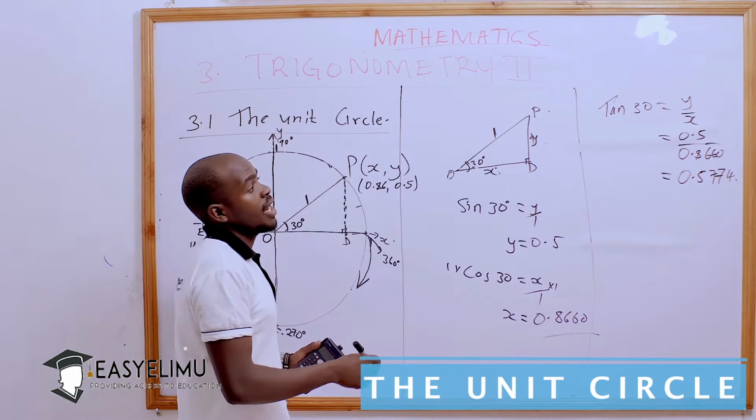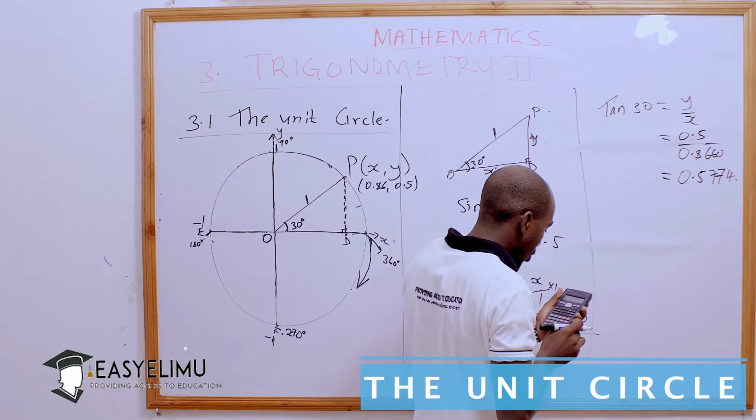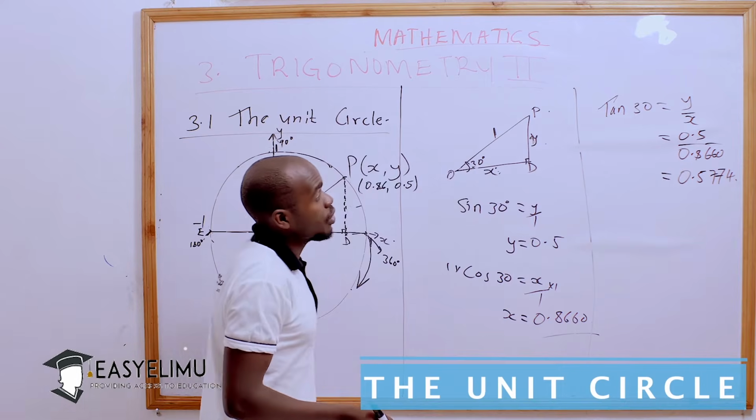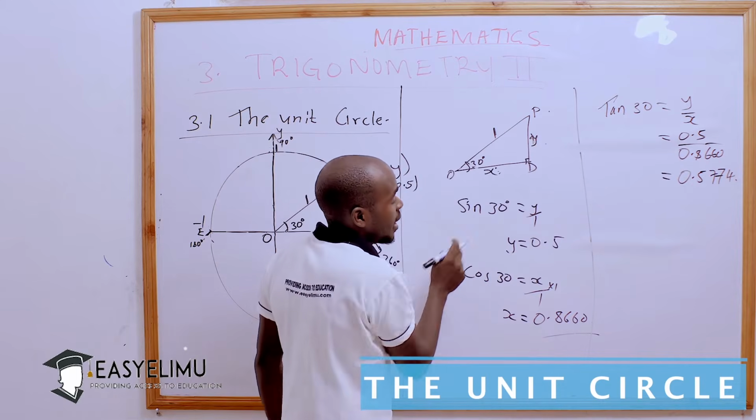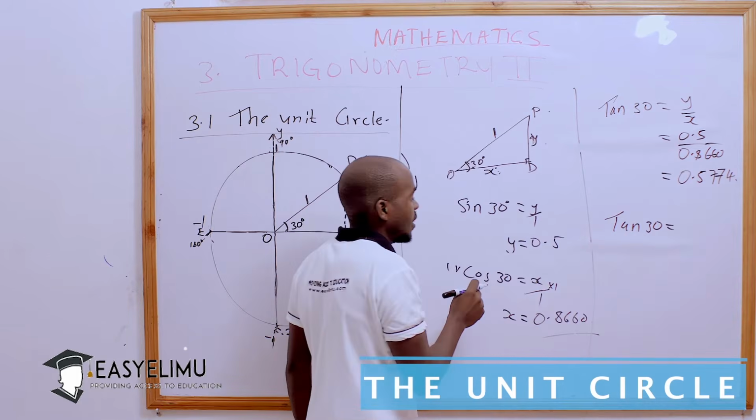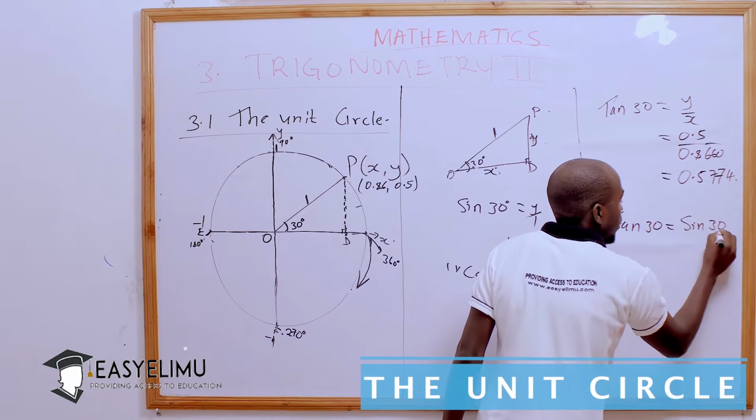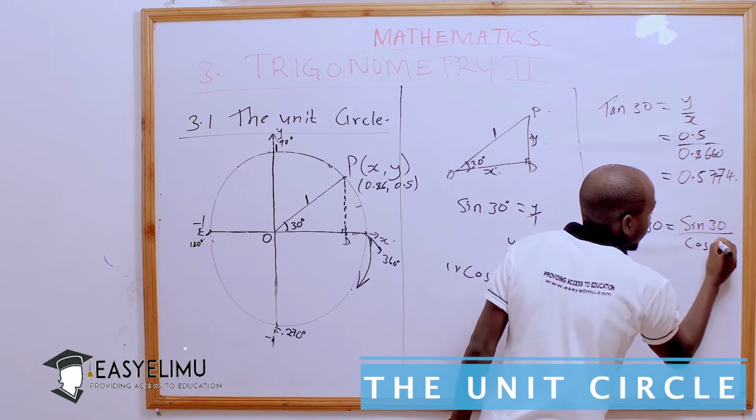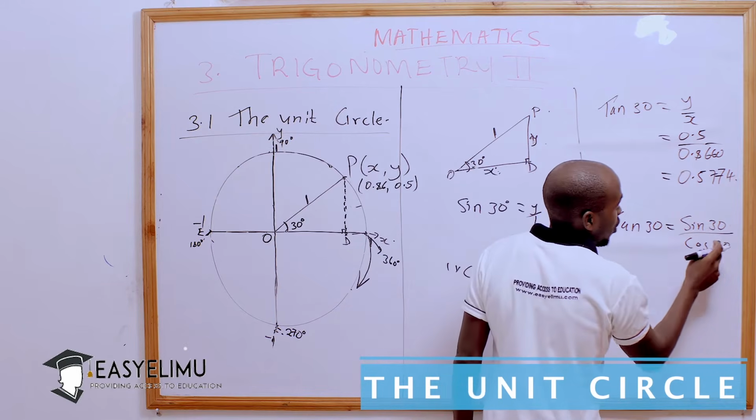So we can even calculate tan of 30, and find out that tan of 30 to 4 decimal places is 0.5774. So we can conclude that we said y is equivalent to sine of 30. So tan 30 can also be written as y, but y here will be equivalent to sine of 30 divided by x, and x is the cos of 30. So x is cos 30, meaning that tan 30 is equal to sine 30 over cos 30.